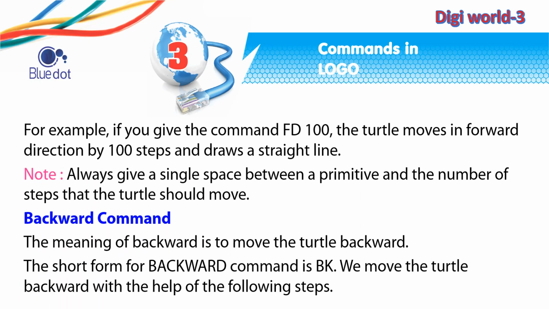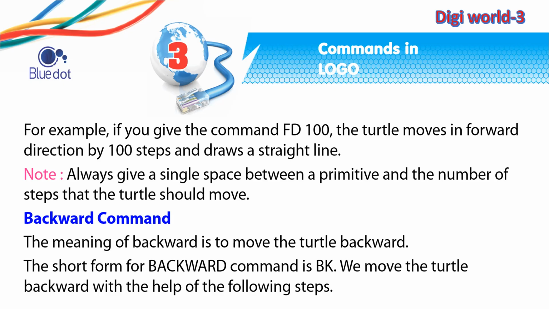For example, if you give the command FD 100, the turtle moves in forward direction by 100 steps and draws a straight line. Note, always give a single space between a primitive and the number of steps that the turtle should move. Backward command. The meaning of backward is to move the turtle backward. The short form for backward command is BK.